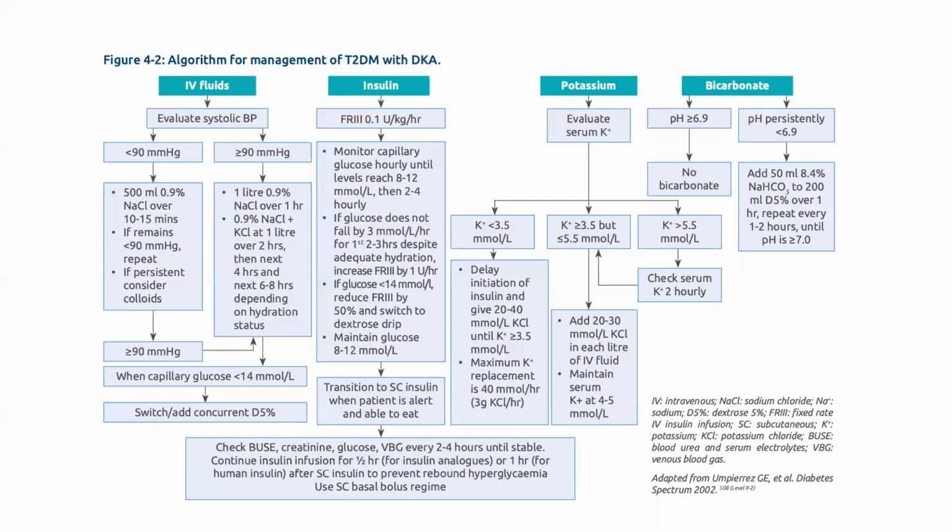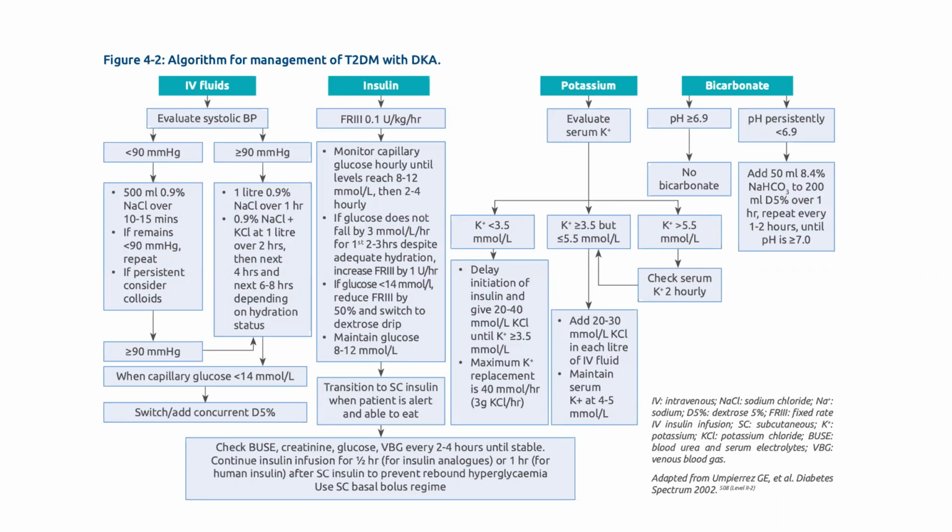So if the glucose is less than 14 millimoles, then we can start to reduce the insulin scale by 50% and switch to dextrose strip, as I've mentioned a little bit earlier. So after the patient's glucose has already gone below 14, we try to maintain it between 8 to 12. All right. So when do we transition to subcut insulin? This is when the patient is actually alert and able to eat. Then slowly we transition to subcut insulin.